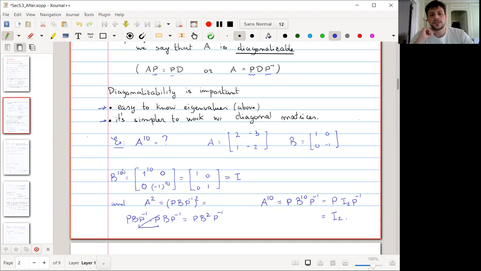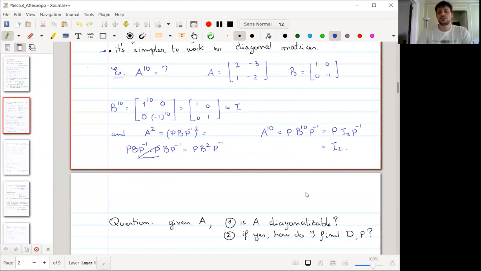B to the 10th is easy to compute. We did it. It's the identity. So A to the 10th is P identity P inverse, but P identity P inverse is just a copy of the identity. So that's how much simpler things become when you're allowed to take advantage of diagonal matrices.